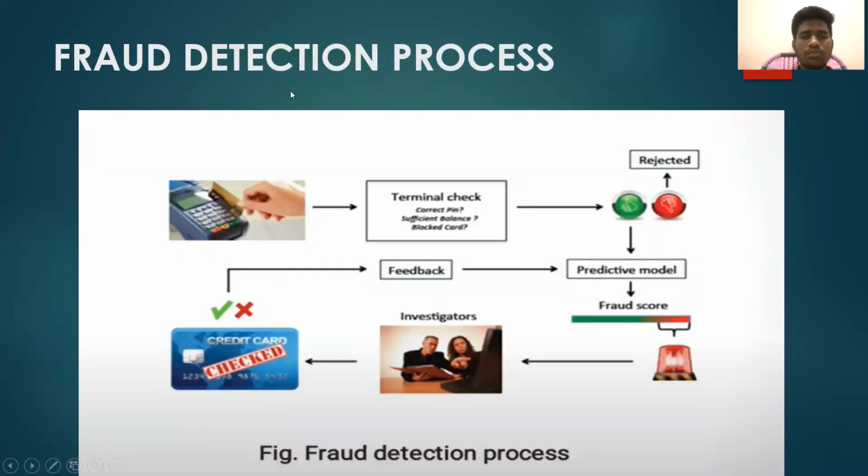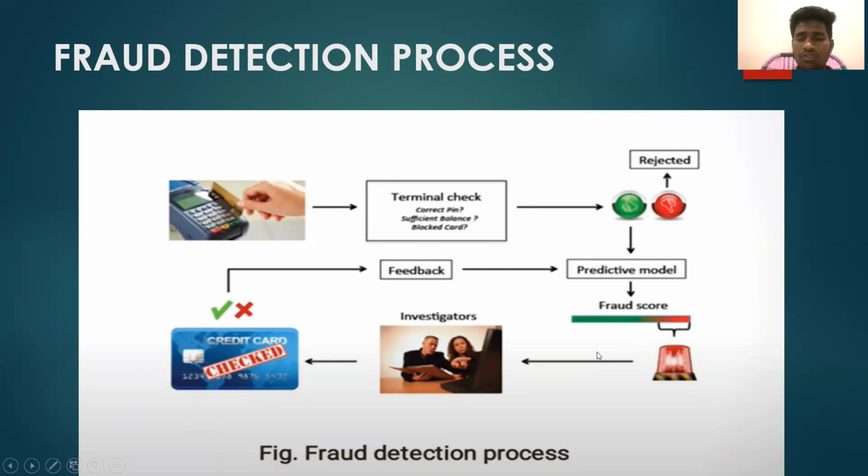Fraud detection process: here is how it goes, with a flow chart. Terminal check, correct PIN, sufficient balance, blocked card. It will check these conditions, and if it is okay, then it will accept, otherwise it will simply be rejected. Predictive model: it will predict a fraud score, and if any fraud is happening, it will also detect that.